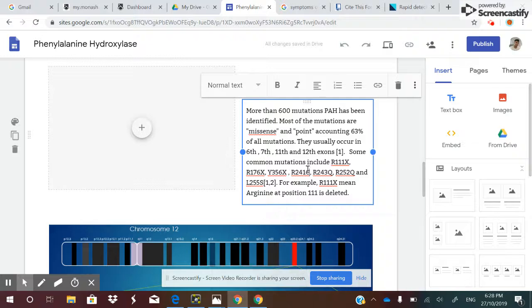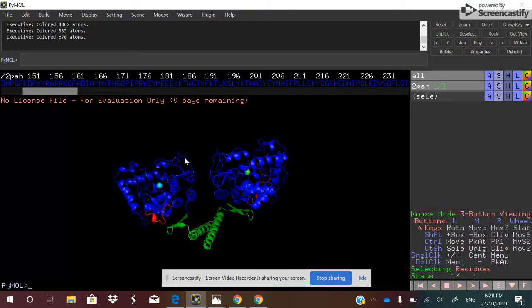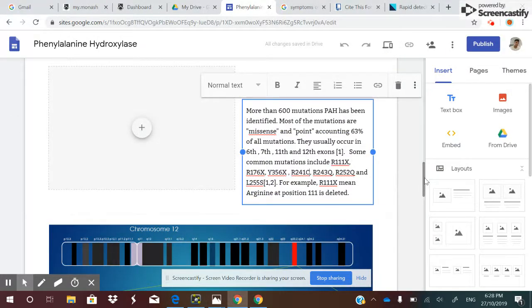The missense mutation has occurred here, and what does it do? This alters the catalytic domain structure, and hence the active site won't be able to bind to the substrate. If the substrate is not bound, then the enzyme is not functional, which results in phenylketonuria. That we'll talk about on the next page.